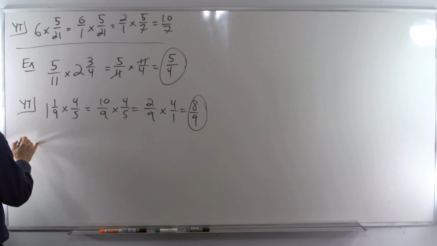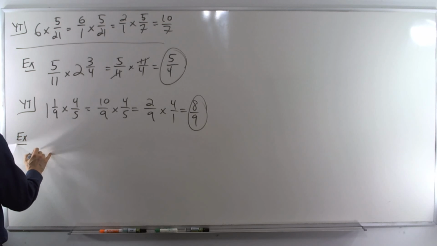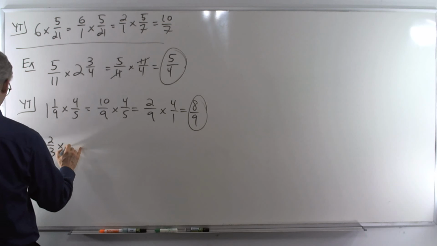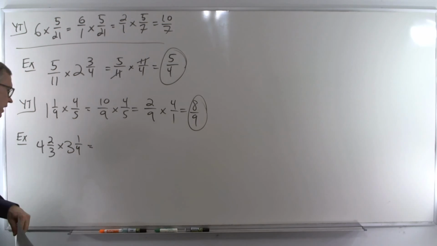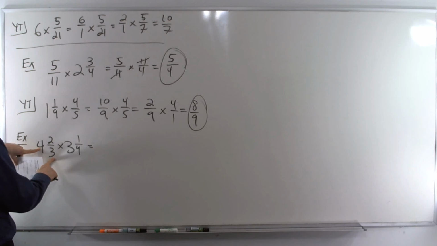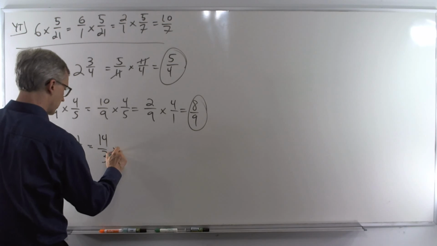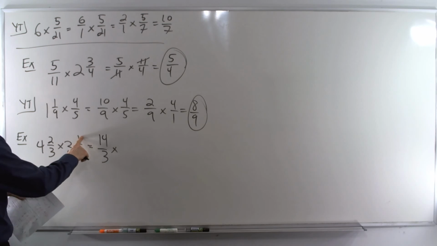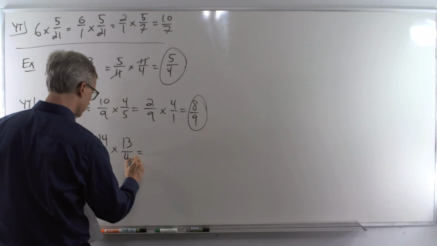Now some of these will have 2 mixed numbers, so I'll have to change them both. 4 2/3 times 3 1/4. So for the first one, 4 times 3 is 12, plus 2 is 14. So that is 14 thirds. Times 3 times 4 is 12, plus 1 is 13. That is 13 quarters.